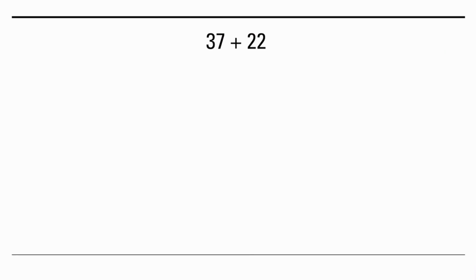So now 37 and 22. Same process, line them up in columns. And so we get 7 plus 2, which is 9, 3 plus 2, which is 5. So we get 59. 71 plus 28. So we line them up in columns. 8 plus 1 is 9, and 7 plus 2 is 9, and so we get 99.